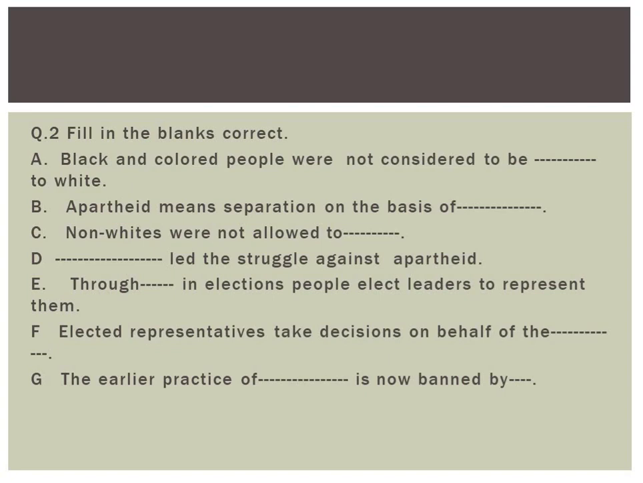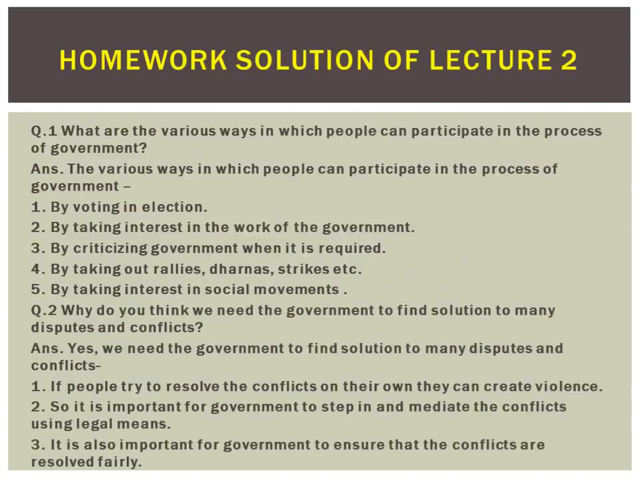Now the next thing is the homework solution of lecture 2. Question 1. What are the various ways in which people can participate in the process of government? The various ways are: by voting in elections, by taking interest in the work of the government, by criticizing government when it is required, by taking out rallies, dharnas, strikes, etc., by taking interest in social movements.